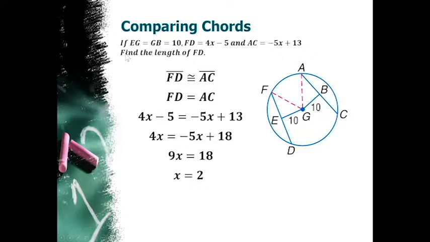telling us that x is 2. Now that we got x, we have to avoid the trap of just being satisfied with 2 as our answer, and know that we have to answer the question that's asked. We need to find the length of FD. So to find the length of FD, we know FD is 4x minus 5. We're going to substitute in the 2 for the x and solve this so that our final answer for the length of FD is 3.